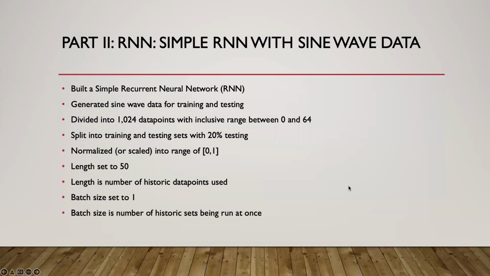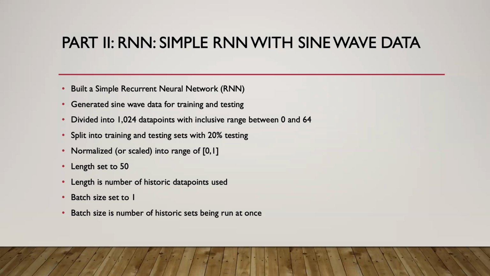So for section 2 of the final project, we created a simple recurrent neural network with sine wave data. We generated the sine wave data the same way we've done for a previous assignment, I think it was assignment 3. And so we built a recurrent neural network. We trained it and tested it on the data.